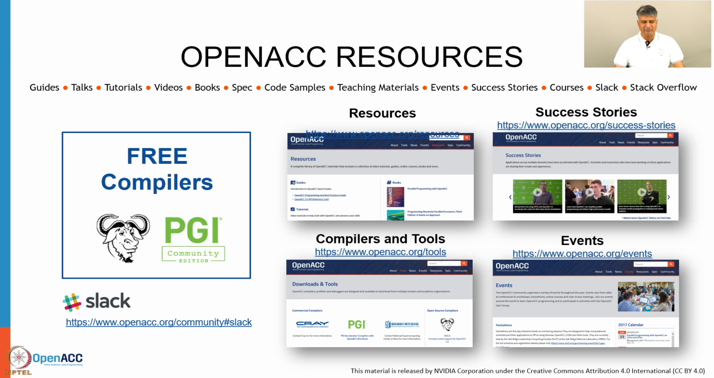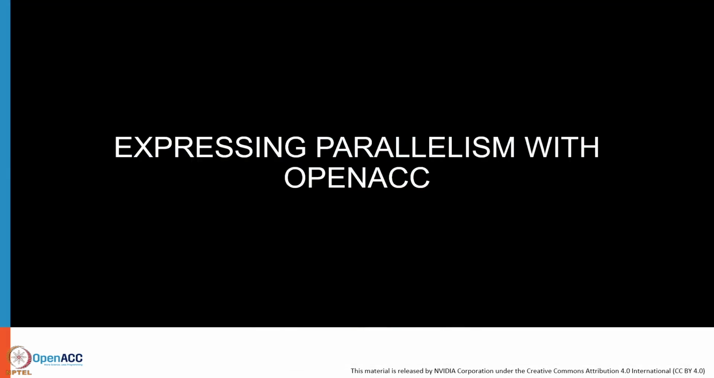The one thing that is important for implementing OpenACC is that your compiler needs to support OpenACC. So there are free compilers which allow you to have OpenACC support, GCC and PGI being the two most popular ones. So how do I now start expressing parallelism with OpenACC?